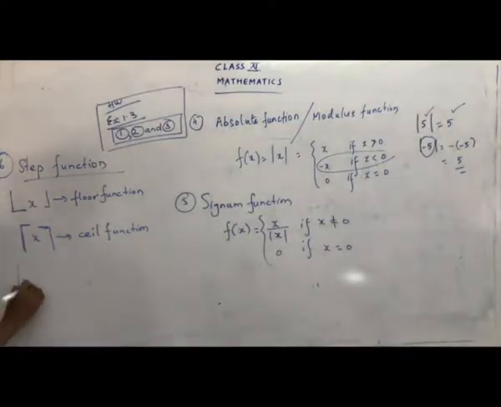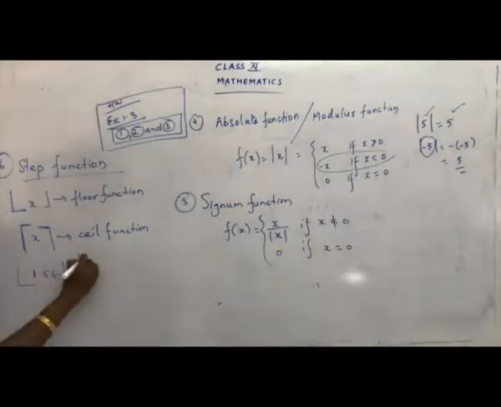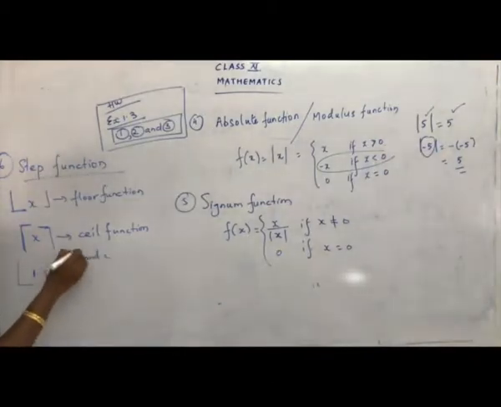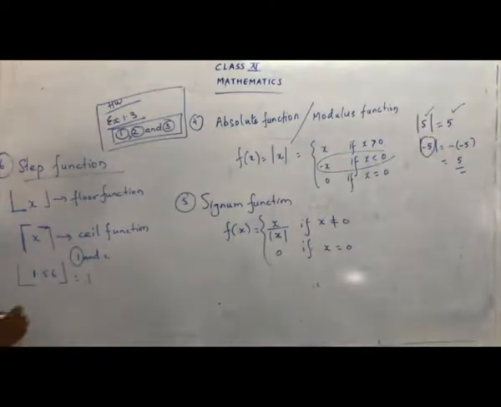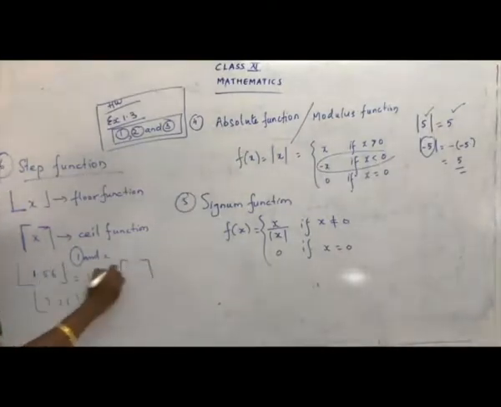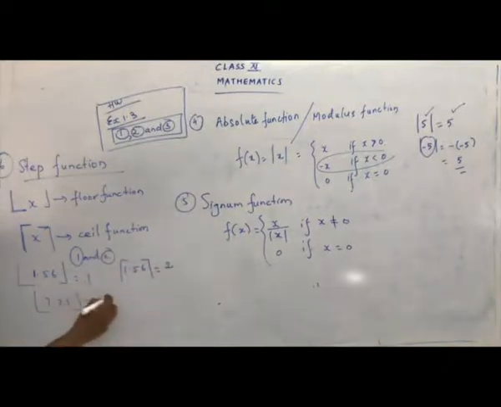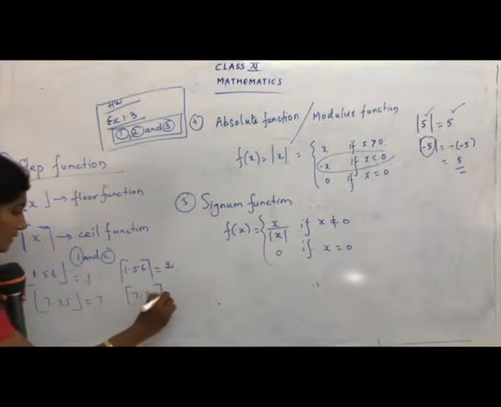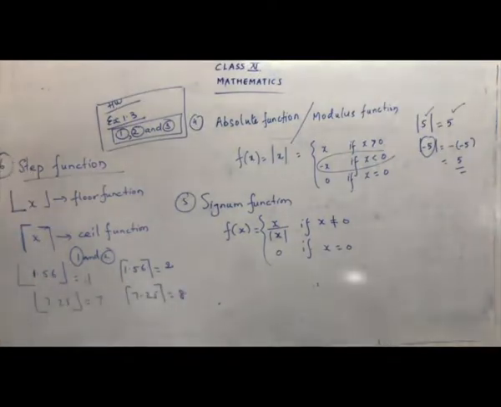Let's see small examples over here. If it's 1.56, we know that it lies between 1 and 2, so you have to take the floor number. Floor number means the smallest number, that's 1. If it's 7.25, it lies between 7 and 8, so you take the number 7. Similarly, for the ceil function, 1.56, take the bigger number, that's 2. For 7.25, take the bigger number, 8. So this is what we call step function.